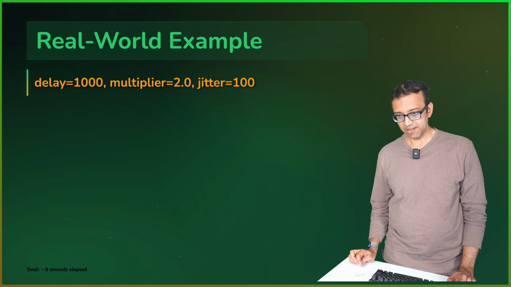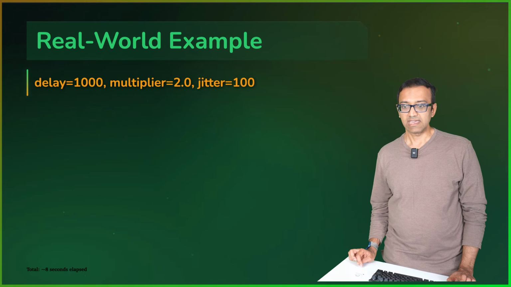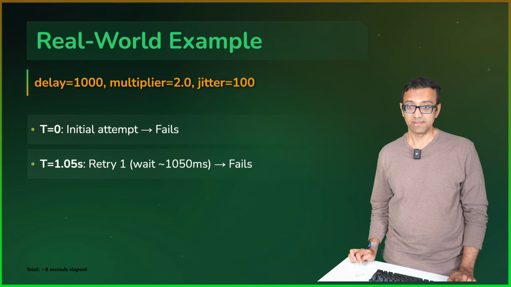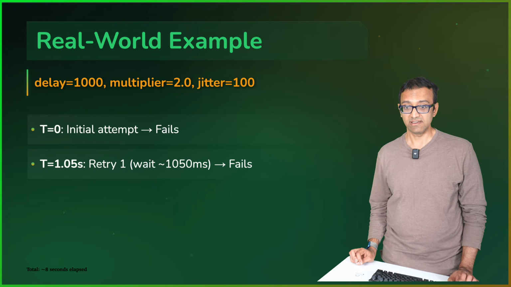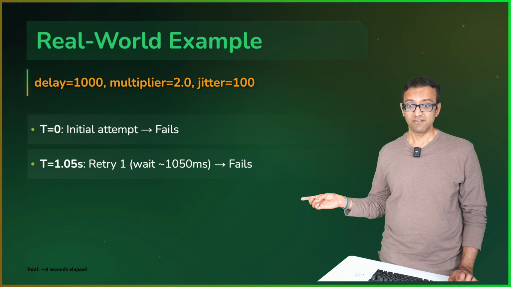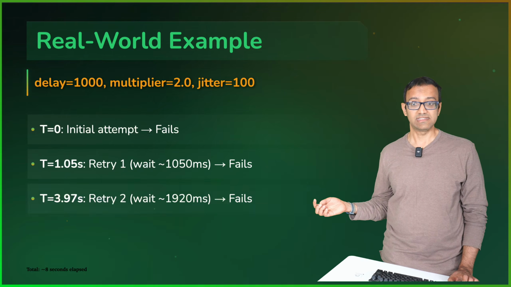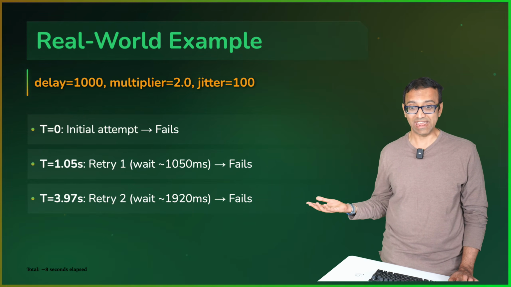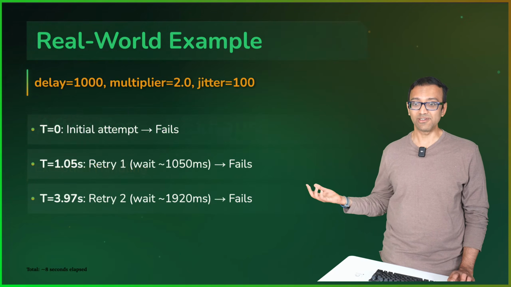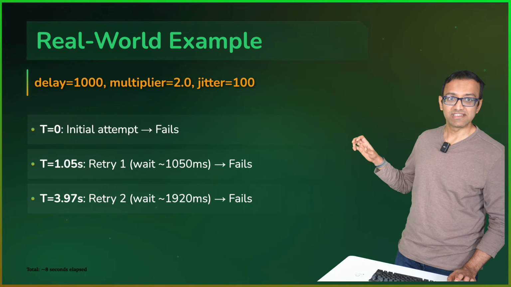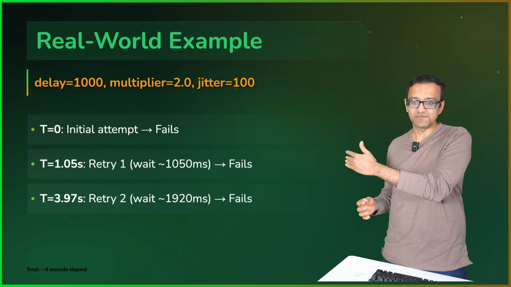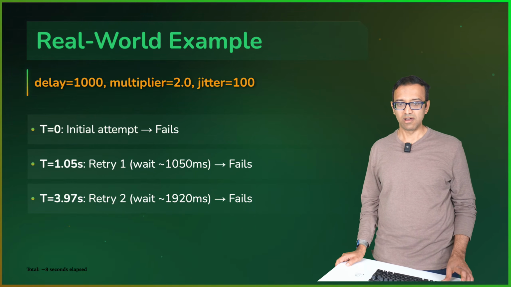All right, here's a real world example. We have a 1,000 millisecond delay, multiplier of 2, and a jitter of 100. The first attempt fails at T0. On the second attempt, it waits for 1 second with a jitter of 50 milliseconds, and then it fails. Then it waits for 2 seconds, with a jitter of maybe 80 milliseconds. And then the third jitter. You get the idea, right? So this is how it works with the jitter.